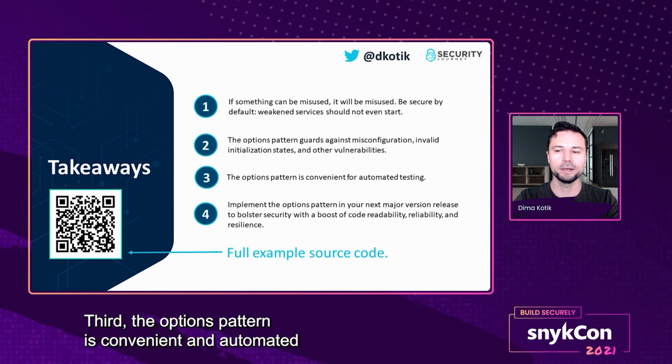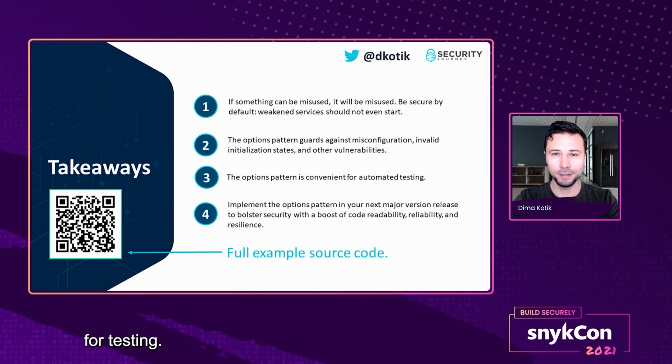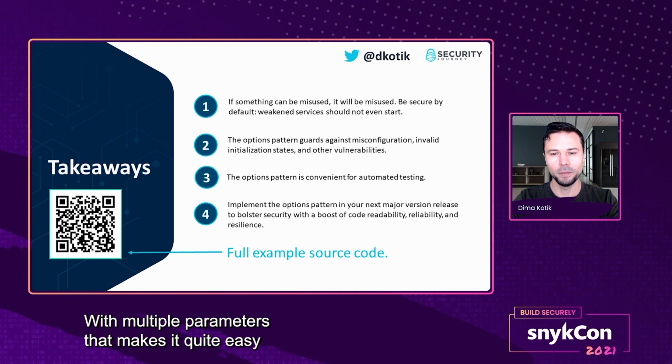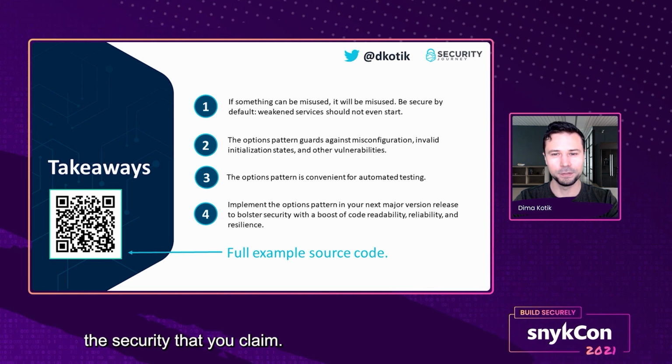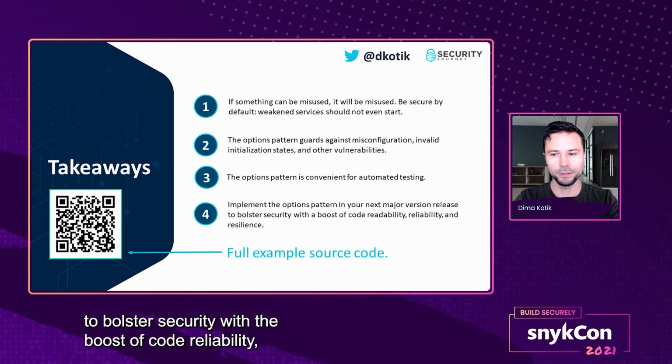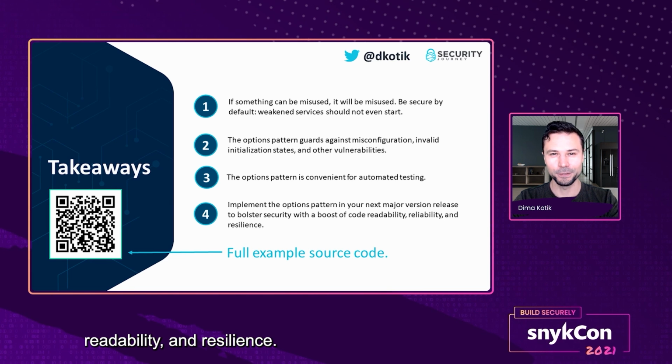Third, the options pattern is convenient and automated for testing. You can see we isolated all that logic into individual units. With multiple parameters, it makes it quite easy to make sure that your tests back up the security that you claim. And finally, I hope this talk inspires you to implement the options pattern in your next major version release to bolster security with a boost of code reliability, readability, and resilience.